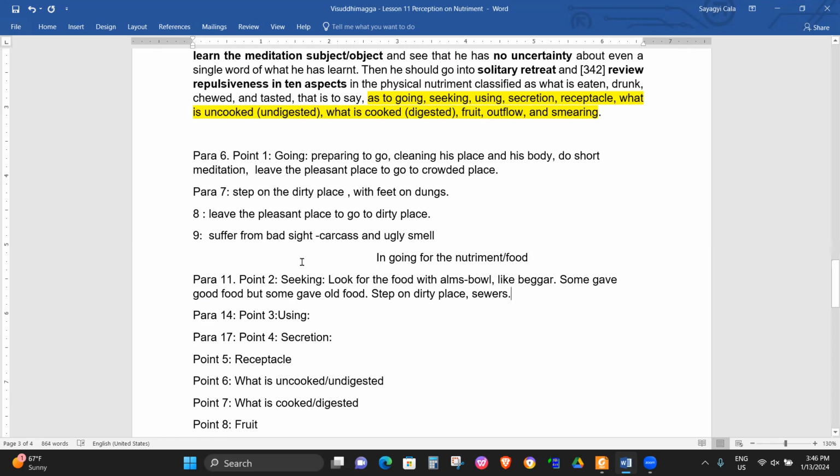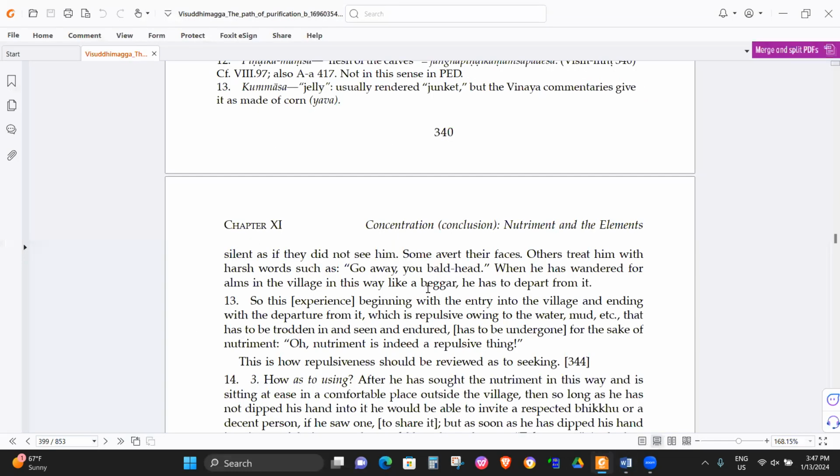Okay, earlier on was the process of going. Now this is the process of seeking for food. This is point number 2. Now point number 3 is about using. So you can see that nutriment, or looking for food, you have to see in the 10 ways. The first way is going, the second way is seeking. Now the third way is using.